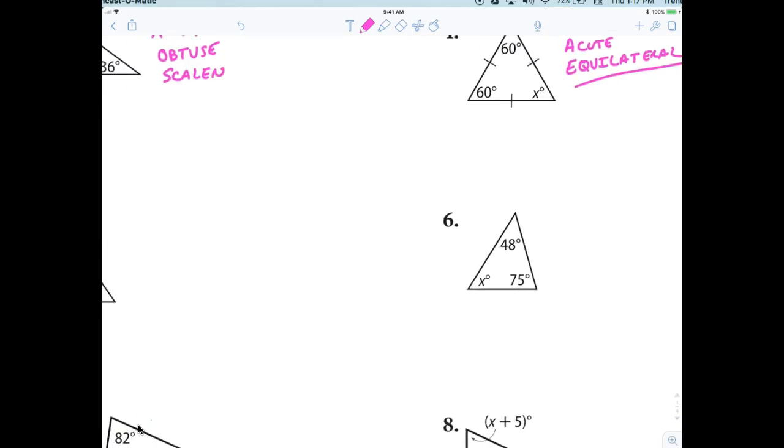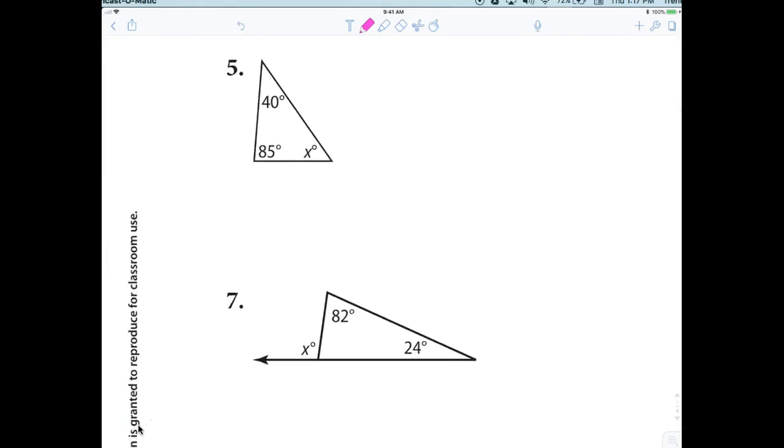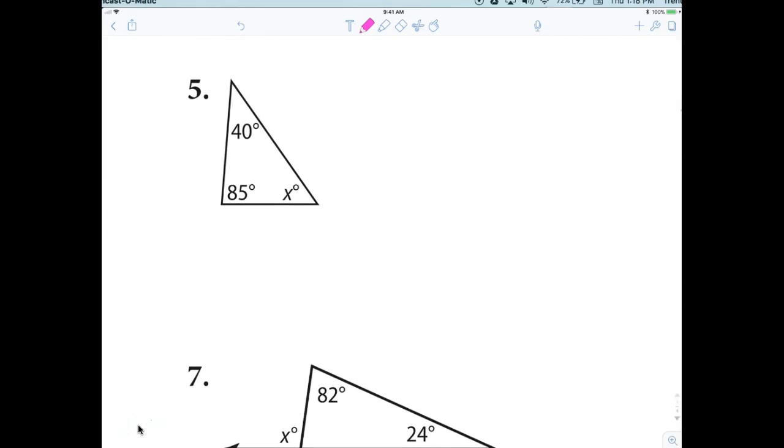All right, let's check out number 5 now. Someone new now. Tell me, William. So you add up 85 and 40. And I think that's 125. Perfect. You do 180 minus 125, which is 55. Perfect. So x is 55 degrees.